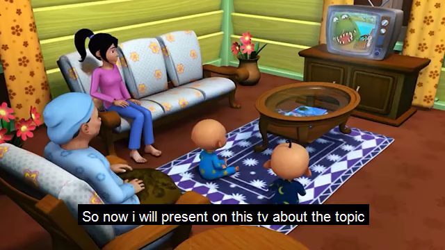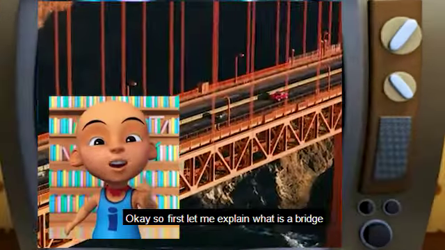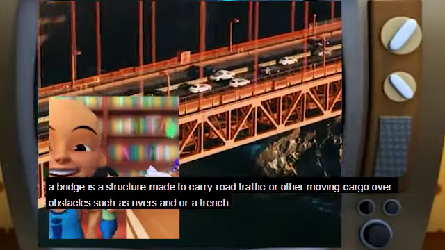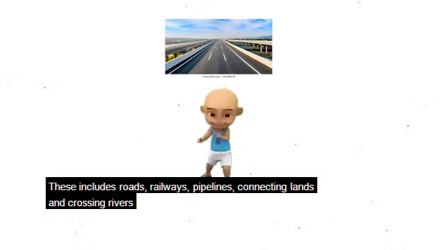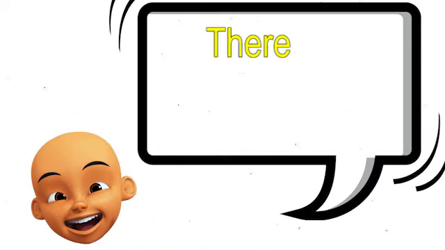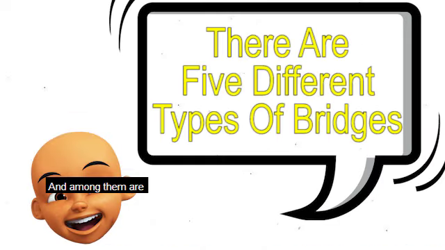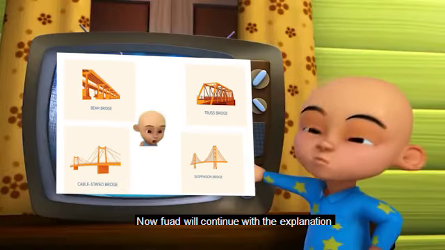So, now I will present on this TV about our topic, which is bridge construction. Okay, so first, let me explain what is a bridge. A bridge is a structure made to carry road traffic or other moving cargo over obstacles such as rivers and or a trench. These include roads, railways, pipelines, connecting lands and crossing rivers. There are 5 different types of bridges, and among them are beam bridges, truss bridge, cable-stayed bridge and suspension bridge. Now, Fuad will continue with the explanation.